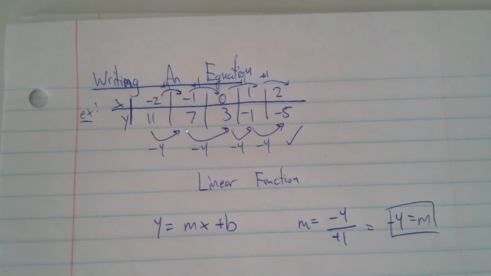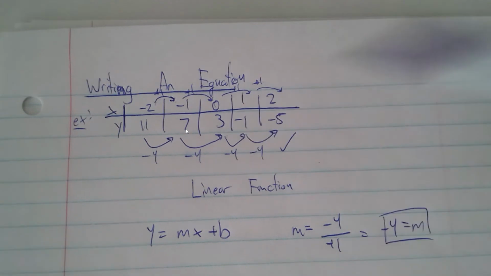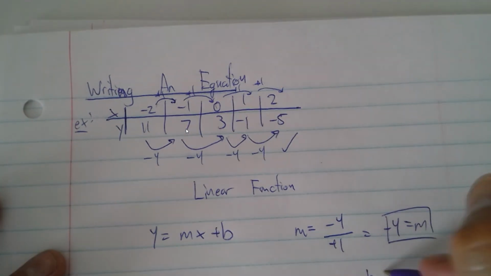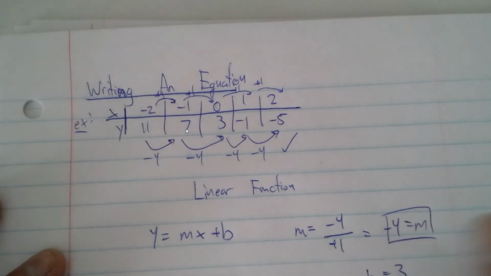The tricky part is the b. Where can I locate the b on my data table? Yes, Ruby. Yeah, because it's the y-intercept, which is, yeah, b. So your b is going to be equal to 3. So your final equation is y is equal to -4x plus 3. That was brilliant.